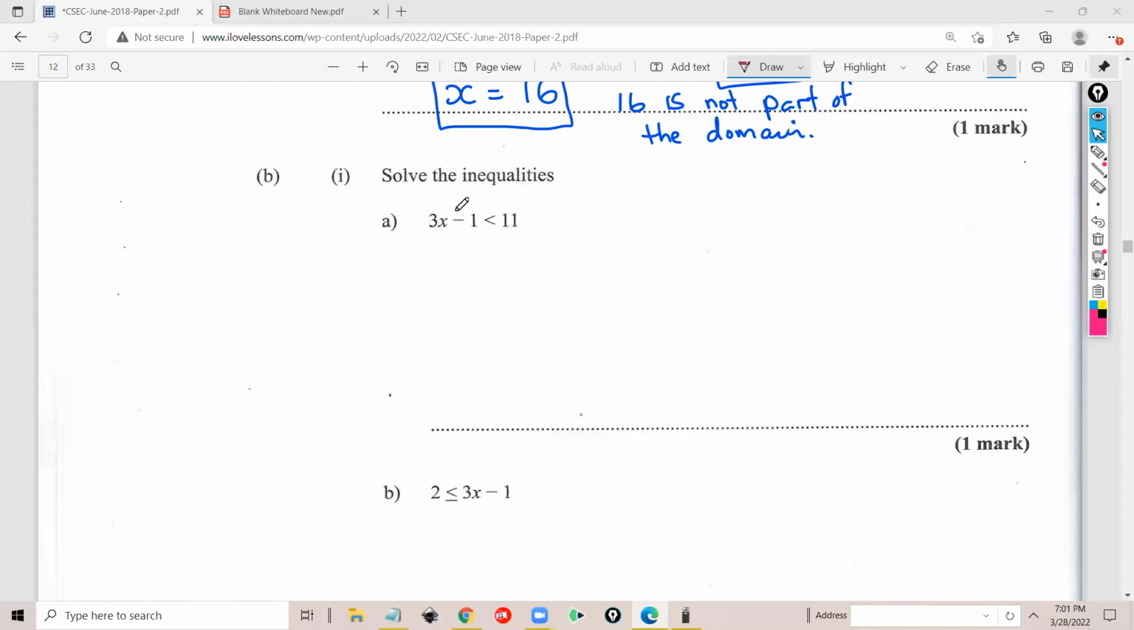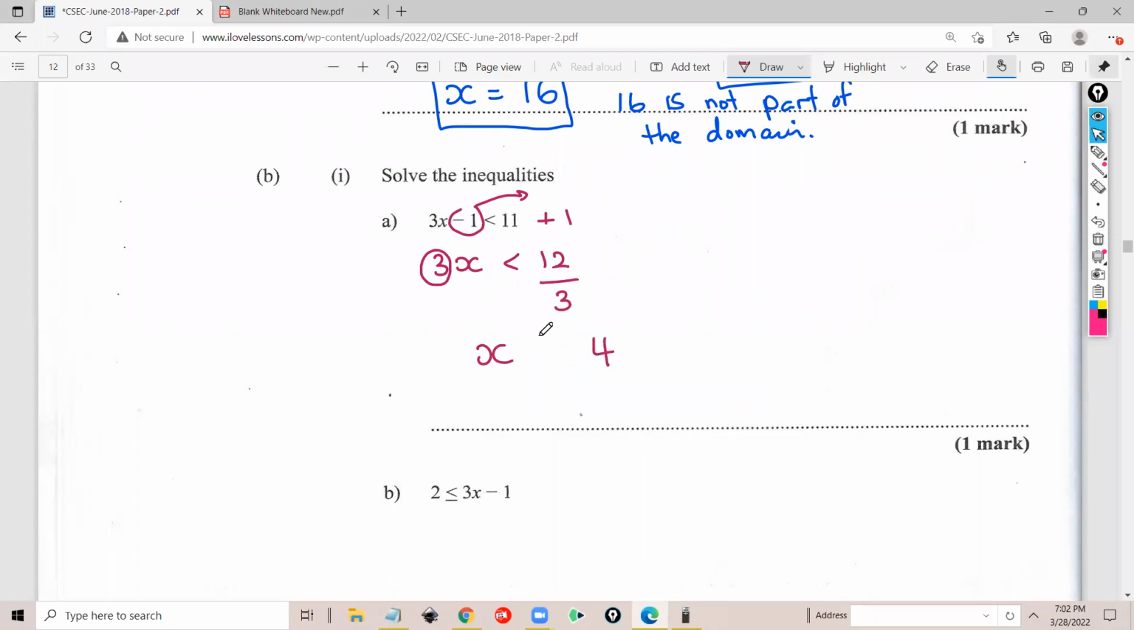So let's solve for x here. You throw across -1, you're going to get +1. So you get 3x is less than 12, right? Now, to solve for x, we have to throw across the 3. Now, the 3 is a multiply. We throw across the multiply, you're going to get a divide. So we know 12 divided by 3 is 4.